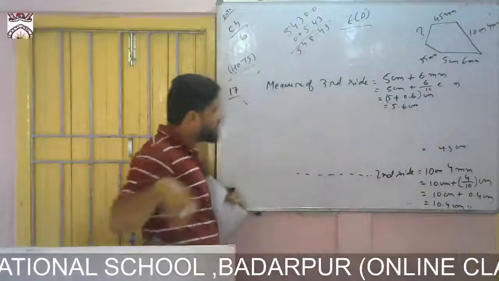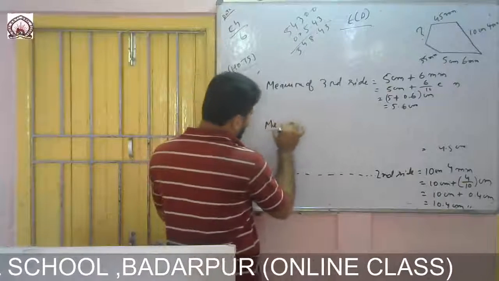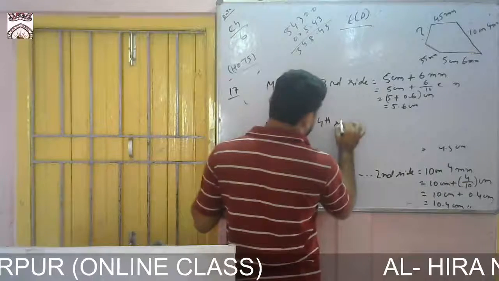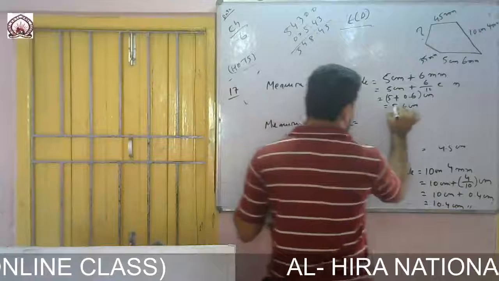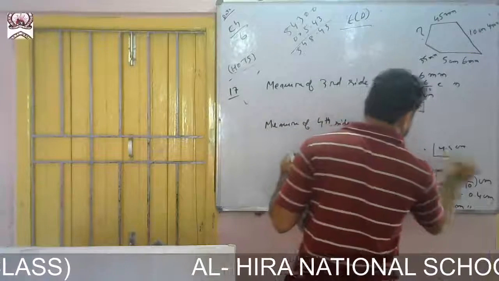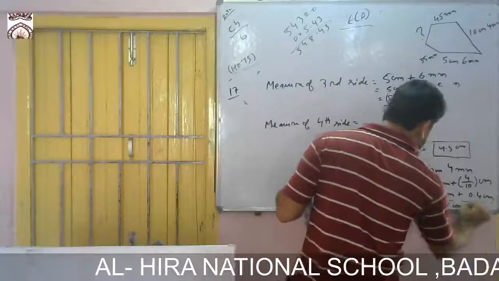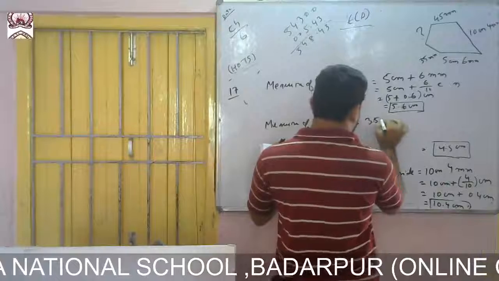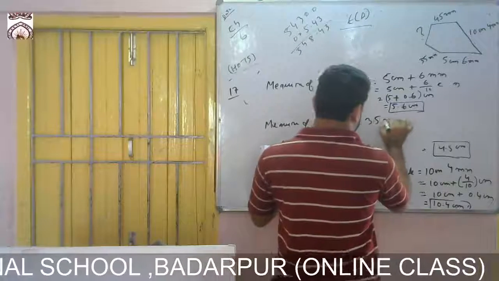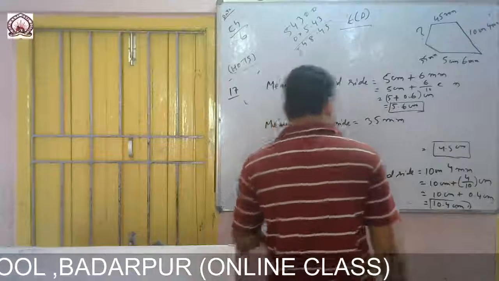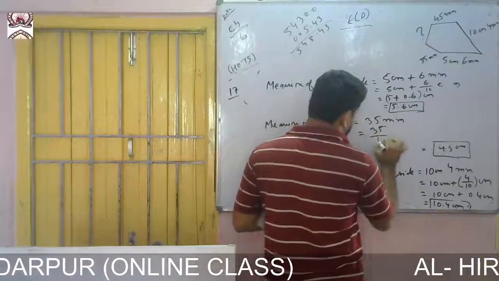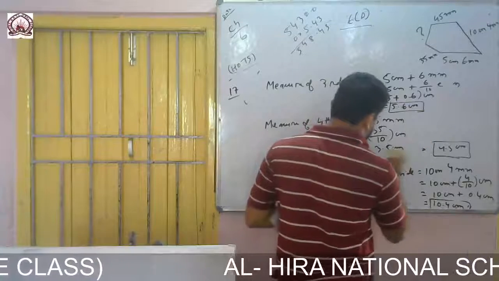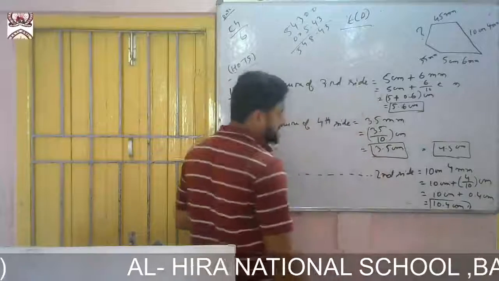Okay, now the measure of the fourth side. What is given? Another one is 4.5. The measure of the fourth side is given 35 millimeter. So if I divide by 10, it will come to centimeter, that is 3.5 centimeter.